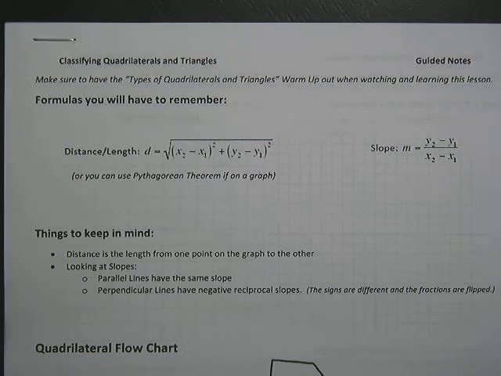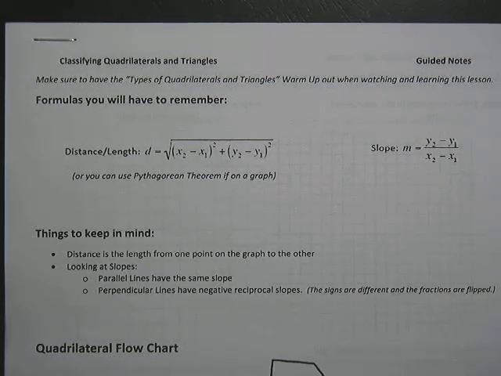Today we will be working on classifying quadrilaterals and triangles when they are on a coordinate plane. So in other words, when you have some sort of quadrilateral or some sort of triangle graphed, and they ask you what type of quadrilateral or what type of triangle is it, you will be able to answer that question by the end of these notes.